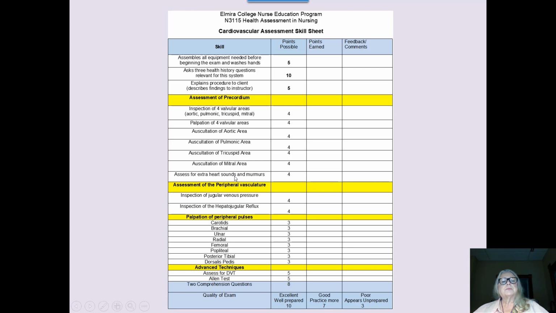We're also going to inspect the jugular venous pressure, hepatojugular reflex, all of your peripheral pulses, carotids. Carotids you will do singly, everything else you will do symmetrically, and you will learn advanced assessment. And it's very important to do your advanced assessment for your DVTs, and you'll be learning something cool called the Allen test.